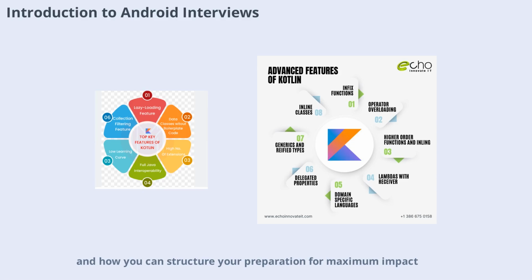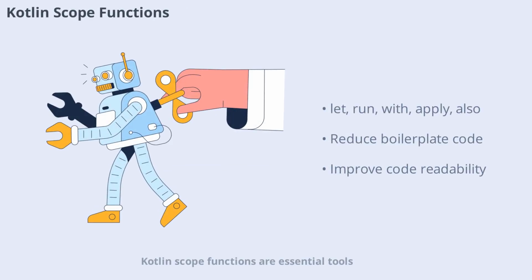Kotlin scope functions are essential tools for writing concise and readable code. Functions like let, run, with, apply, and also allow you to perform operations on objects within a certain scope, reducing boilerplate and improving clarity. Interviewers often ask about their differences and when to use each. Understanding scope functions will help you write more idiomatic Kotlin and demonstrate your grasp of modern Android development practices.